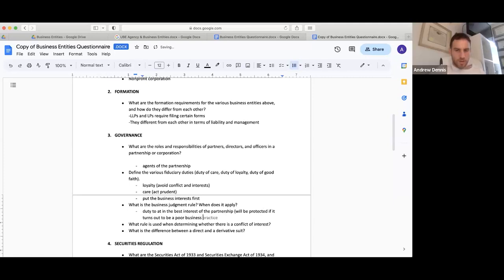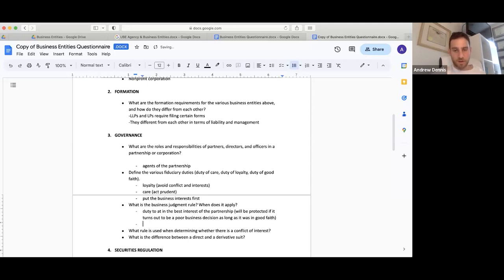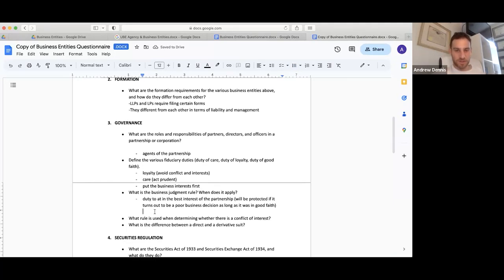Right. You'll be protected if it turns out to be a poor business decision, as long as it was in good faith. And the reason for that is we assume that you're managing a partnership and forced to make some decisions under fire, and we can't question every decision you make. Maybe you had to take losses on profit because you needed good publicity. There are just a lot of important things about running a business that, as long as they tried their best, basically, they'll be protected by the business judgment rule.